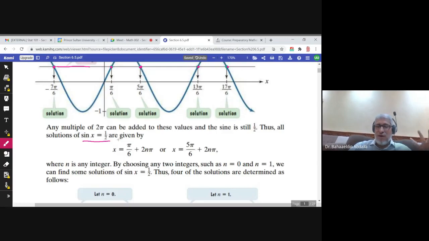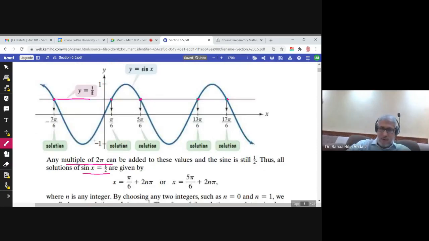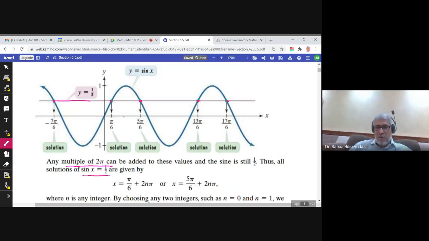Okay, so how to find all the solutions of this equation? We add a multiple of 2 pi. Because now, you look at one period. You remember the graph of sine? One period would be from here to here. How many solutions are there in the first period from 0 to 2 pi? How many solutions? Pi over 6 and 5 pi over 6.